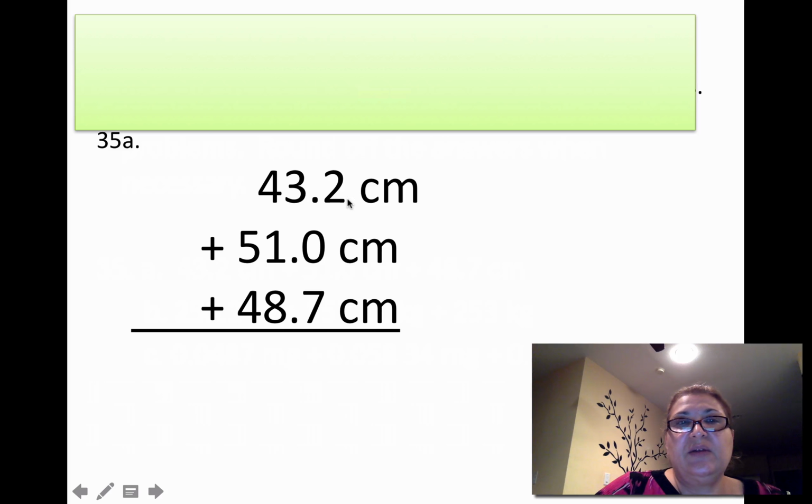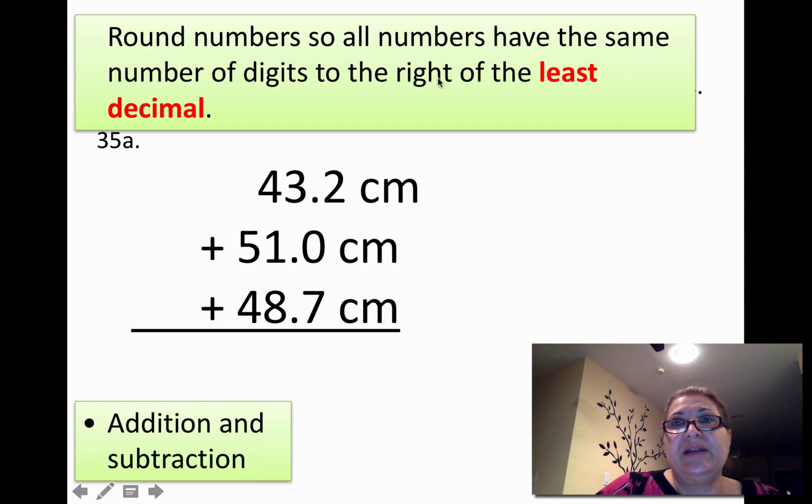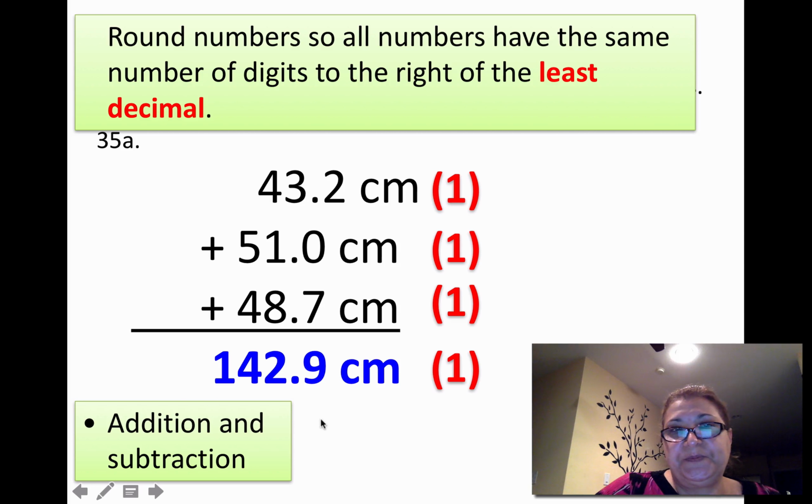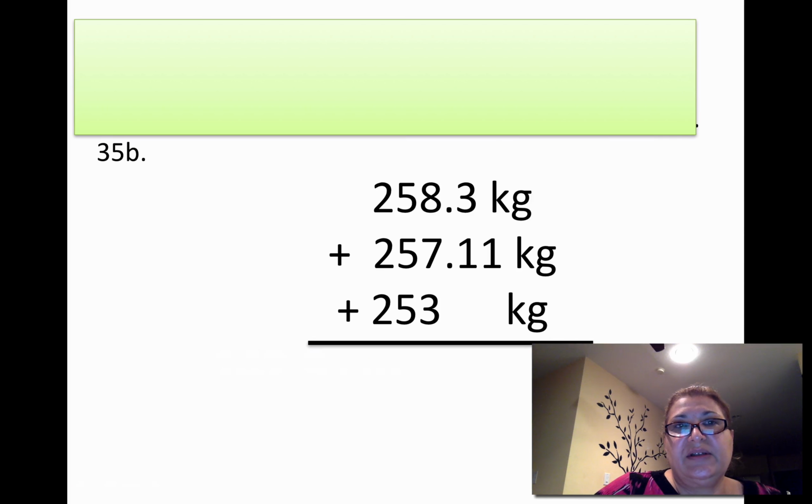And then now we're adding. When we're adding, you round to the least decimal. So here you have one number after the decimal. Here you have one number after the decimal. One number after the decimal. After you add up everything, your answer has to have one number after the decimal. That's for addition and subtraction.